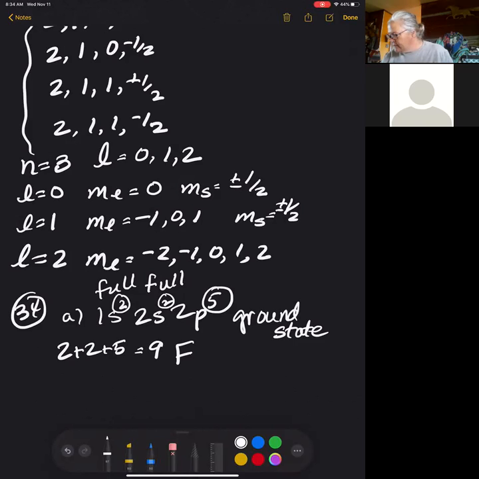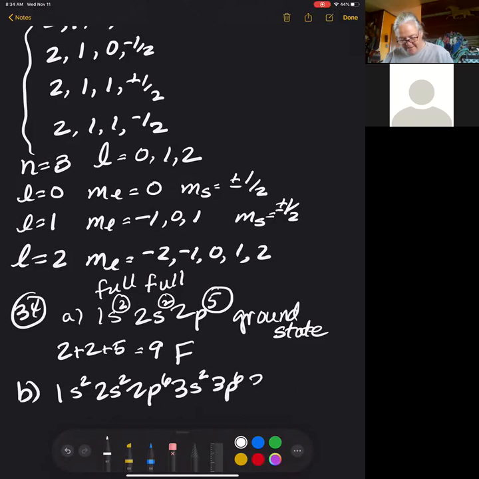Part B gives me this one. 1s2, 2s2, 2p6, 3s2, 3p6, 3d10, 4s2, 4p. Okay. So I've got to figure out what is the order of filling here.